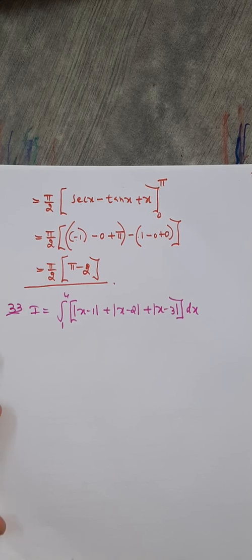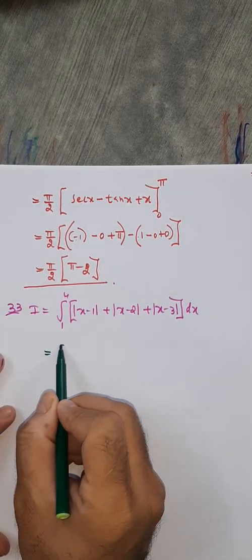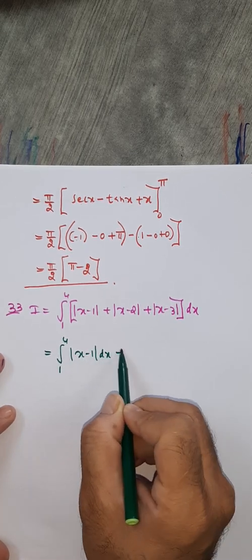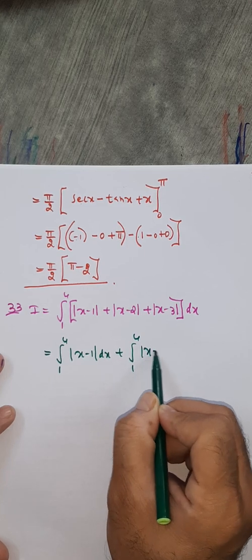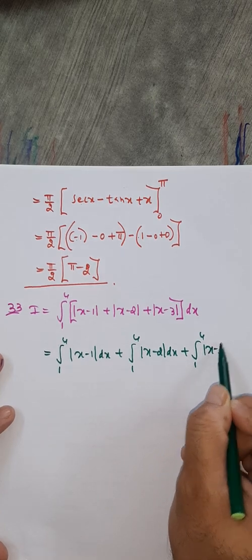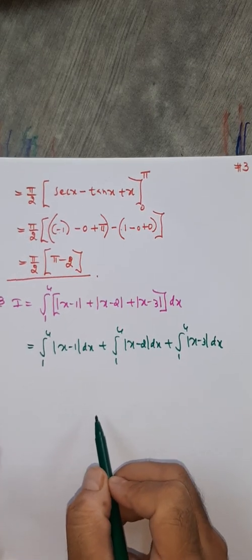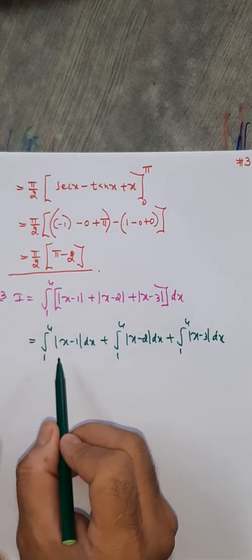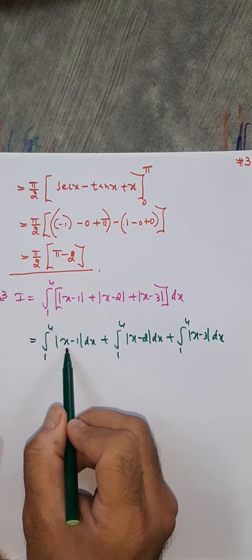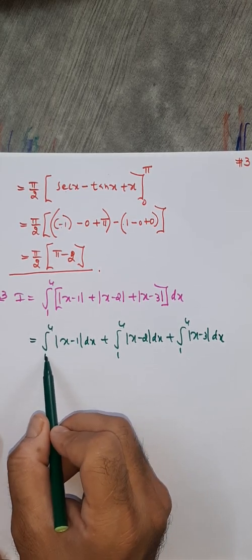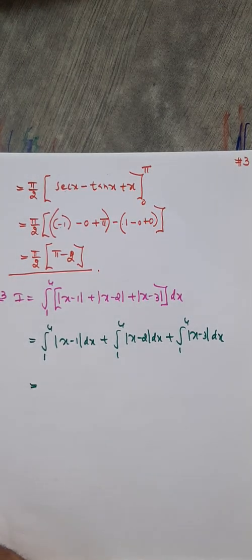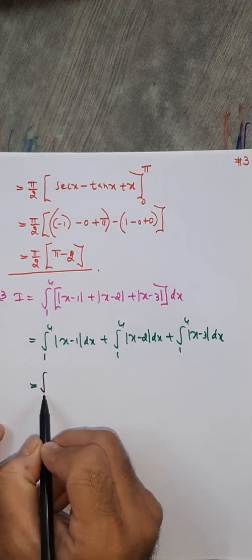Next question 33, it's about modulus here. So I'll split into three integrals: integral 1 to 4 modulus x minus 1 dx plus integral 1 to 4 modulus x minus 2 dx plus integral 1 to 4 modulus x minus 3 dx. Now we know how to solve such modulus questions. What do we do? We find x for which this becomes 0. Where does this become 0? At 1. Now 1 is already one of the boundaries. So here directly I can write integral 1 to 4.